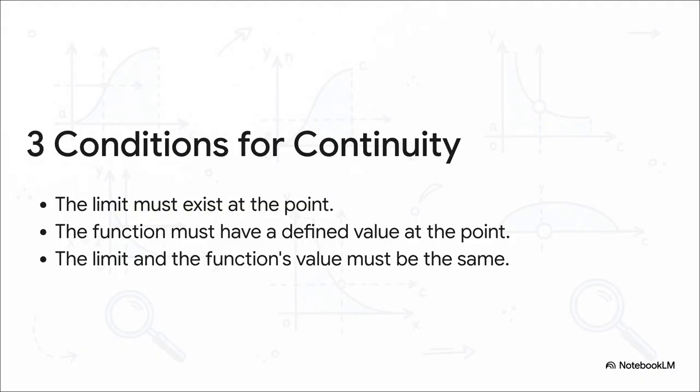So now that we've got our lead detective, the limit, on the case, we can lay down the 3 official rules for continuity. First, the limit has to exist. The function has to be heading to the same place from both the left and the right. Second, the function actually has to have a value defined at that exact point. And third, this is the most important one, those 2 things have to be the exact same. The destination has to match the arrival.